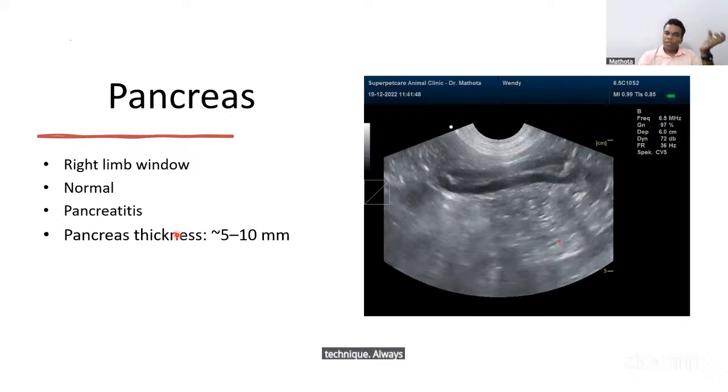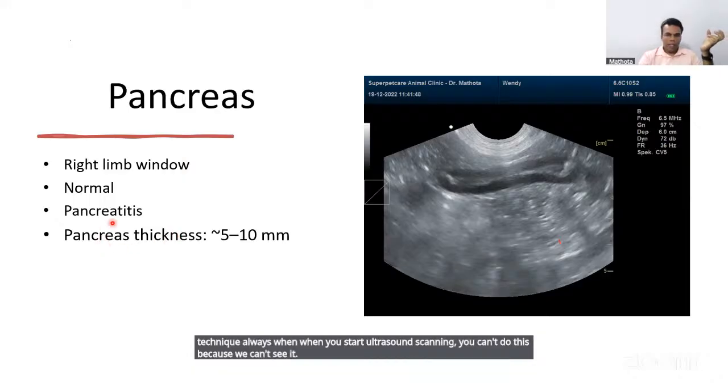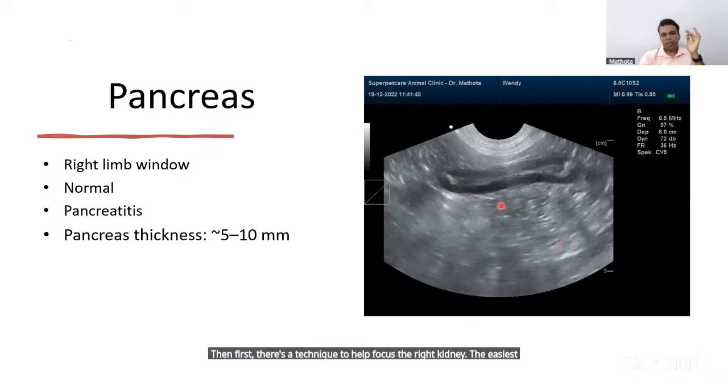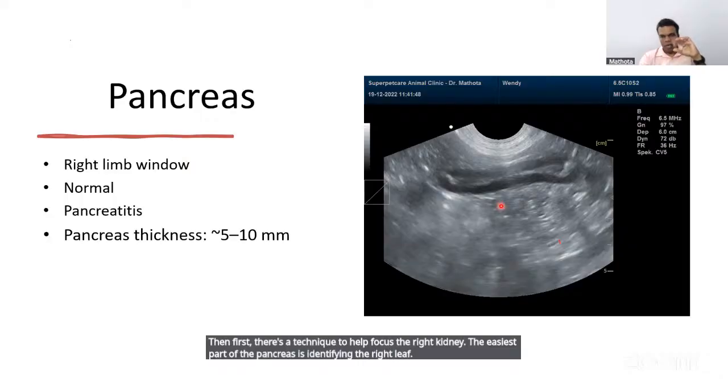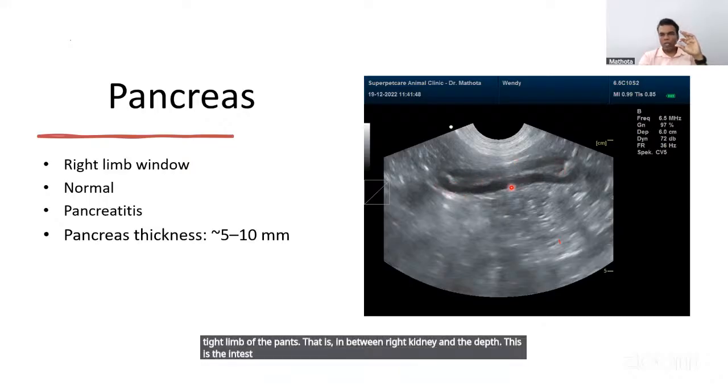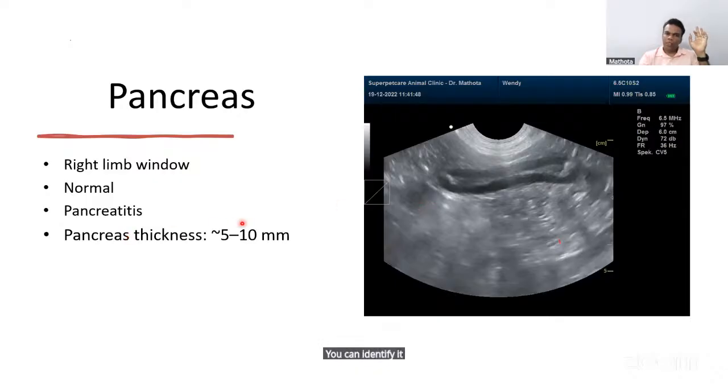Always when you start ultrasound scanning, you can't do this because we can't see it. First, there's a technique: you have to focus on the right kidney. The easiest part of the pancreas is identifying the right limb of the pancreas. That is in between the right kidney and the duodenum. This is the intestinal cord. You can identify the duodenum. In between the right kidney and duodenum, you will see this hypoechoic structure. It is pancreatic tissue. You can identify it and you can measure the thickness of the pancreas.